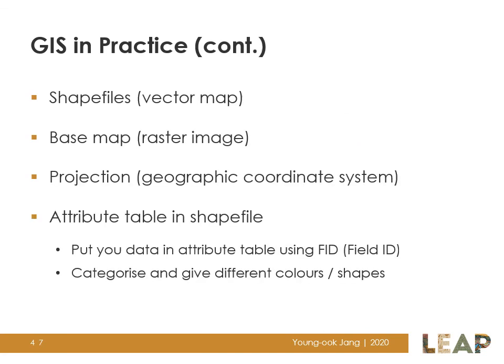So if you want to use GIS in your research project, then you would have to know the most important elements of GIS. Okay. The first thing is shapefiles. It's a vector map. That means that it has some information in the file, and you can add the information from your research into this vector map.